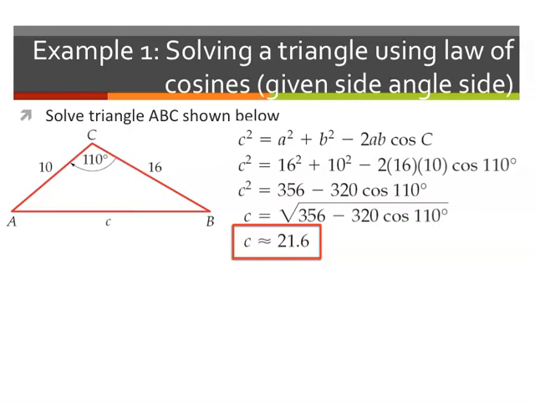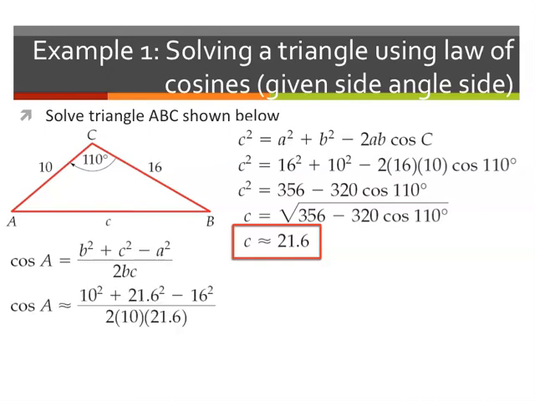Now that we're trying to find the measure of an angle, we want to use one of those alternate forms, the second box that you filled in. So cosine of A is equal to B squared plus C squared minus A squared all over 2BC. B is 10, so that's 10 squared plus C squared. Well, what's C? We just found C, 21.6 squared, minus A squared. What's A? 16. So we have 10 squared plus 21.6 squared minus 16 squared all over 2 times 10 times 21.6. Now note that this is going to be an approximate answer.